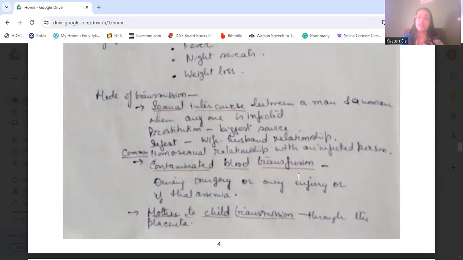Then contaminated blood transfusion is another mode of transmission. If the blood given to a person injured during any surgery is contaminated with HIV virus, then the person can get infection, or in thalassemia patients. Mother to child transmission can also occur through the placenta.